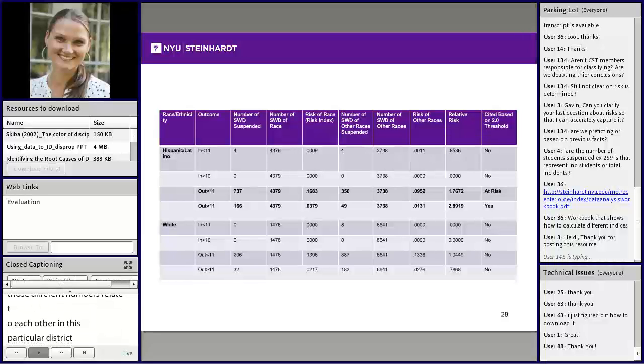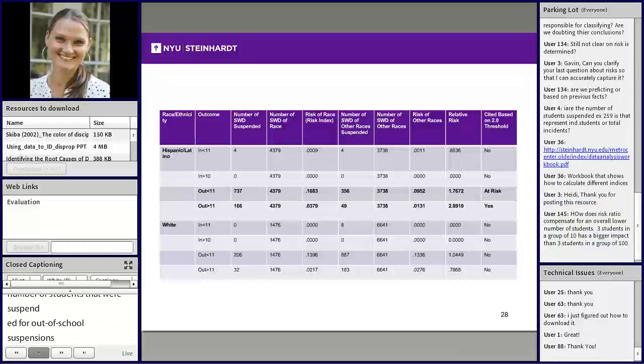So what we have here is the number of students that were suspended for out-of-school suspensions. We have 737 Hispanic and Latino students. We see that there are 4,379 students with disabilities of this race. We have the risk index calculated, which I walked you through. Then we're looking at the number of students with disabilities.